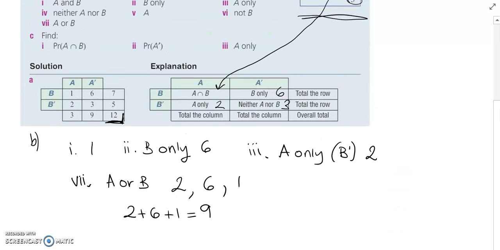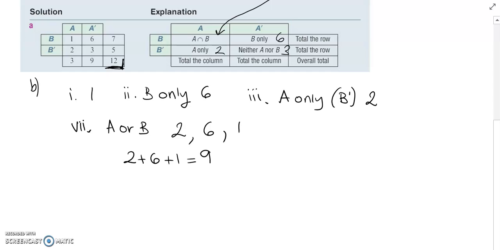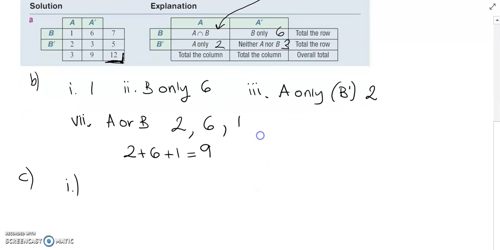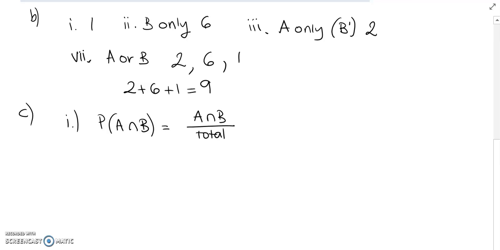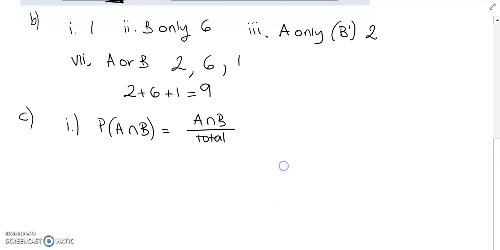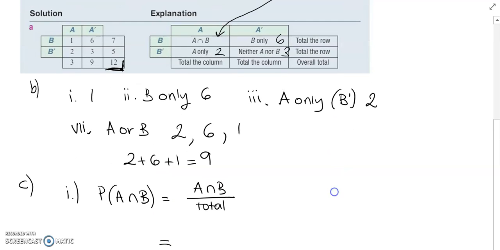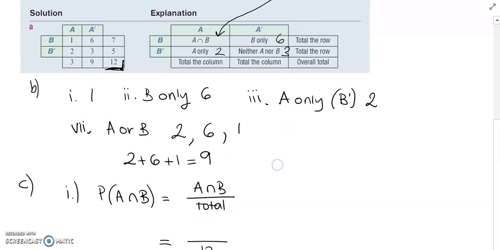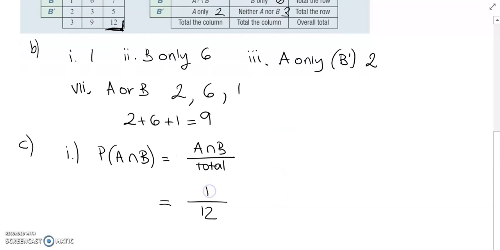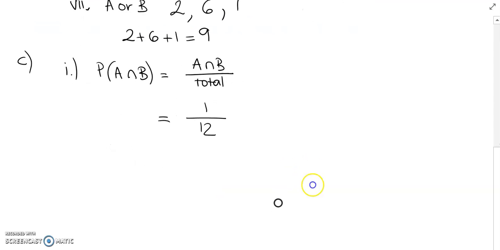My next question is that I want to find the probability of these different parts. For c i, I want to find the probability of A and B. To find the probability of A and B, I'm going to have A and B as the numerator and the total down the bottom. I need to work out the total that I'll put down the bottom. I can look back at my table: my grand total was 12, and my A and B was 1. So I'm using my table to make the probability really easy.